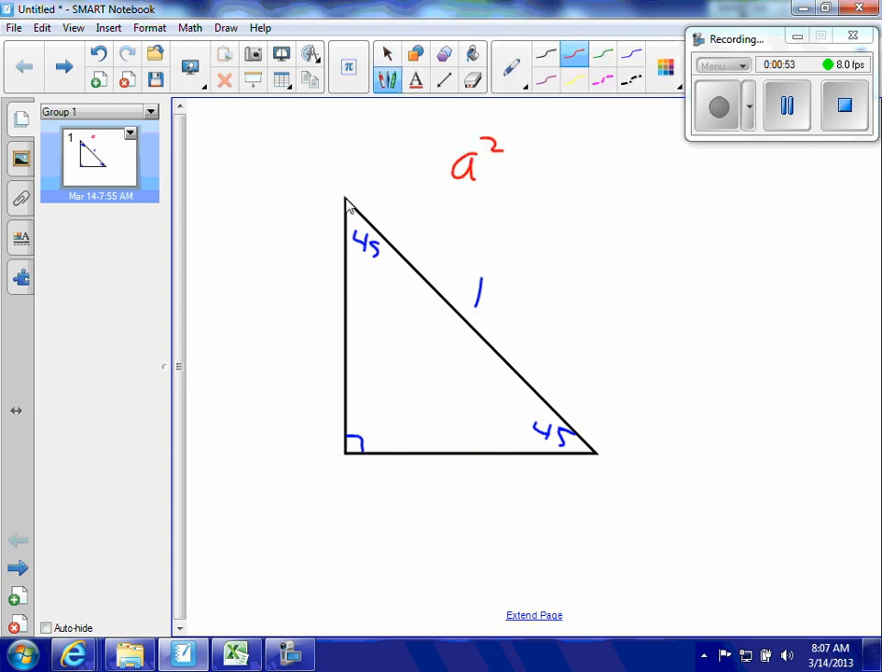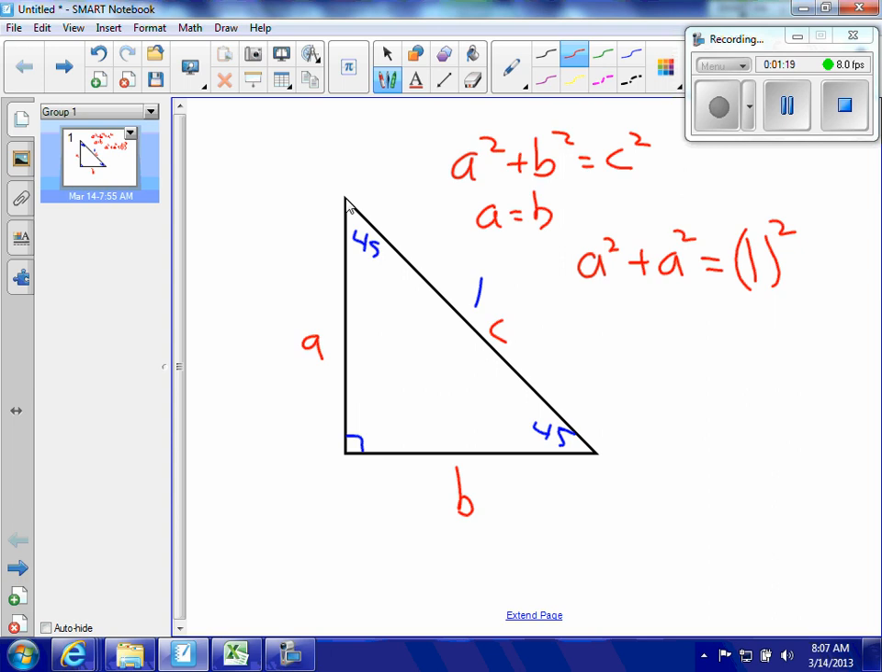I know that a squared plus b squared equals c squared. And I know that a equals b because this is a, and this is b, and this is c. So the two sides are equal. So a squared plus a squared is equal to 1 squared, because my c is my hypotenuse. So this tells me 2a squared is equal to 1. So I'm going to divide both sides by 2. I have a squared is equal to 1/2.